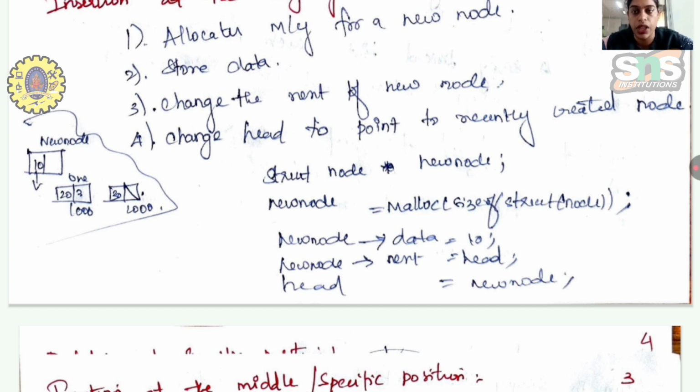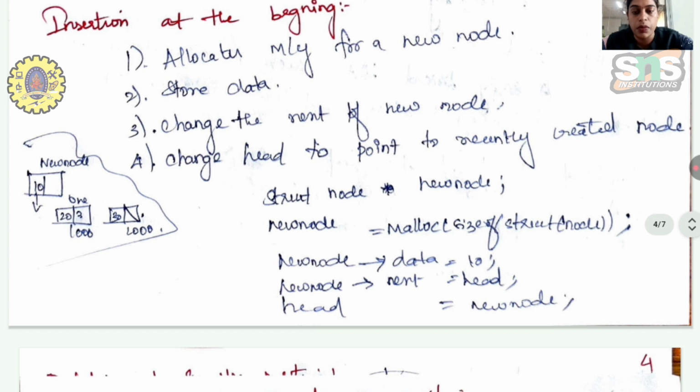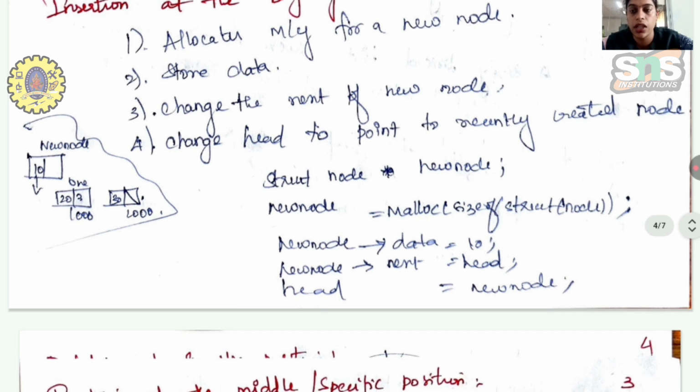Okay, insertion at the beginning. In this method, we create a new node and make it the first node in the list. The new node's next pointer will point to the old first node, and we will update head to point to the new node. Suppose we already have nodes 20 and 30, and we want to create a node with 10 in its data and add it to the existing nodes. What we will do is add the new node in front of the existing nodes and give the name head to the new node. These are the simple steps we will be doing here.